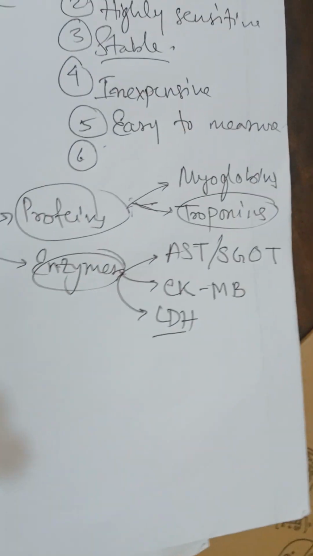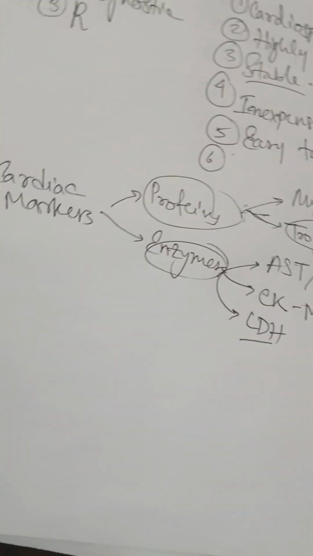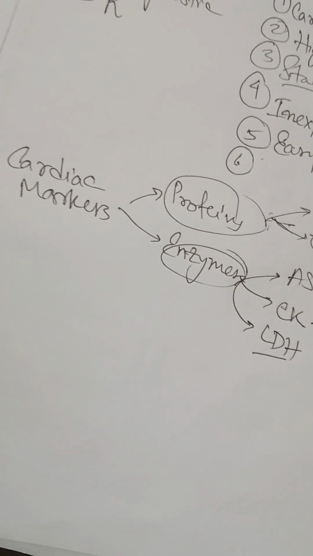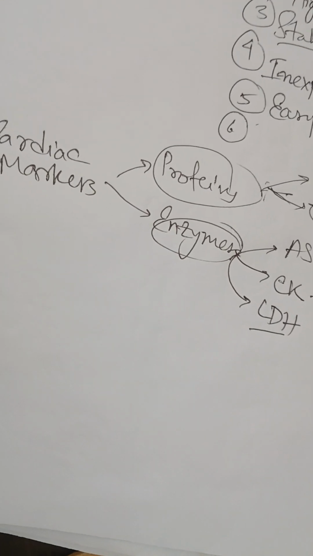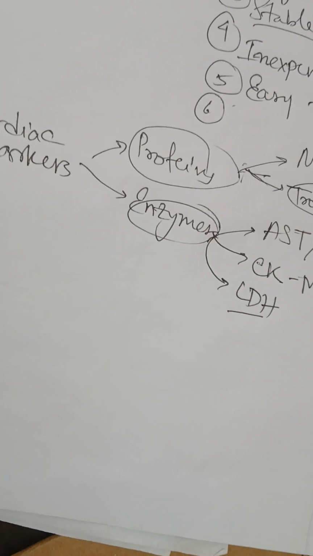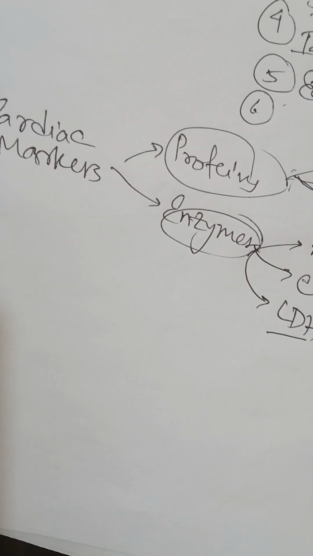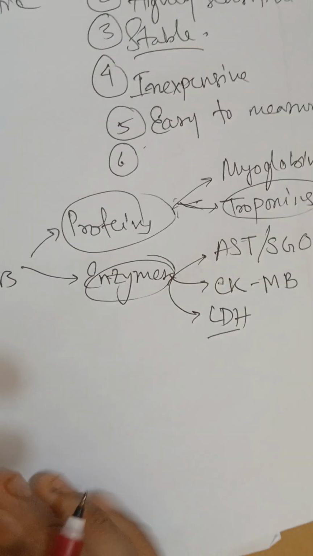Cardiotroponins. The troponins are of three types: troponin I, troponin T, and troponin C. Among them, troponin I is 100% cardiospecific and it is used on a regular basis. Troponin C is not 100% cardiospecific, but still it is used as a cardiac marker, whereas troponin T is not a cardiac marker at all. It just has affinity to bind with calcium and nothing else.